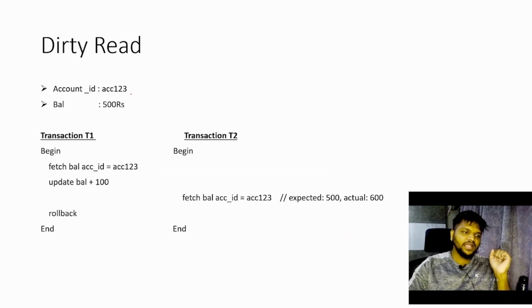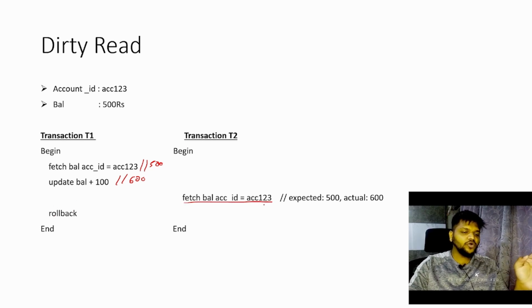Same example: account ID 123, balance 500, transaction T1, transaction T2. What exactly is the issue? Transaction T1 started by fetching the balance for account 123. It received 500. It updated the balance to 600, yet it is not in the database. It is just in memory. Now, before doing any further operation, transaction T2 started.